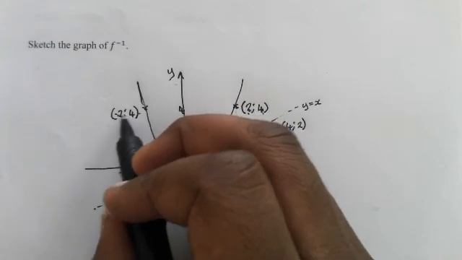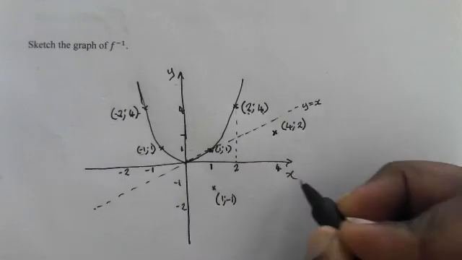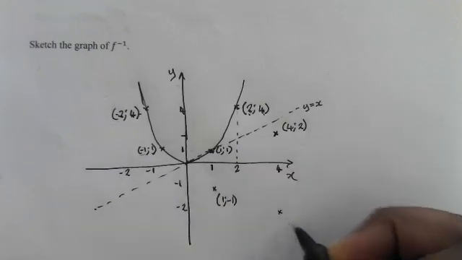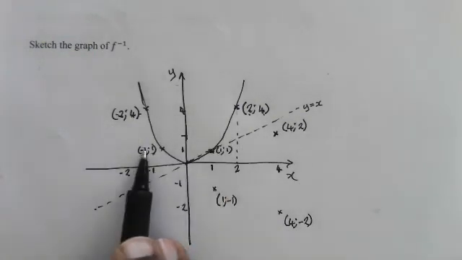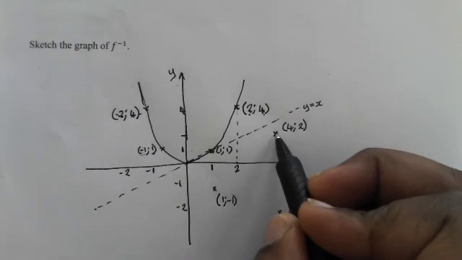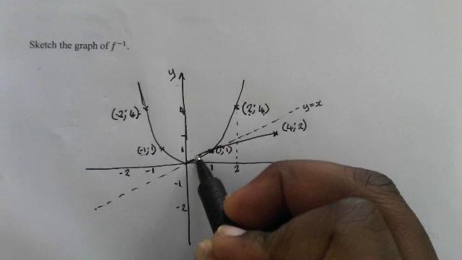And then we need another point where we're going to swap this around. So we need a point where x is positive 4 and y is negative 2. Remember, for you to find the inverse, you swap the points of the original graph. Okay, now let's draw this graph. We're obviously going to join these points, join that point.